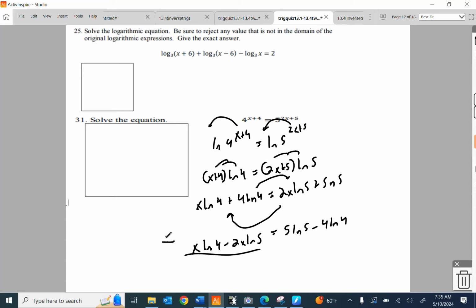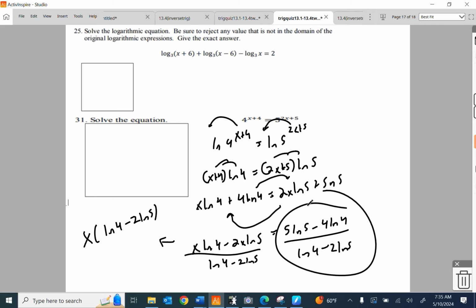What I'm going to do here, I'm running out of time, is pull the x out and think about this as the natural log of 4 minus 2 natural logs of 5. So I'm going to divide out that ln of 4 minus 2 ln of 5 from both sides. And there's my answer, or something very similar to it. You could have moved your x's right and your numbers left. It's really up to you as to how you do it, but that's the answer the way I chose to do it.